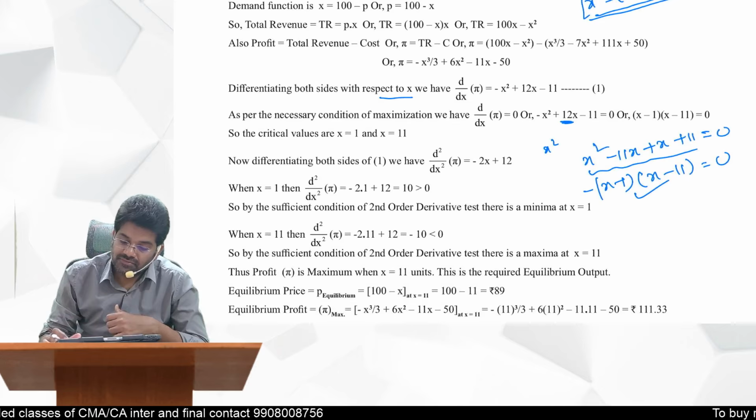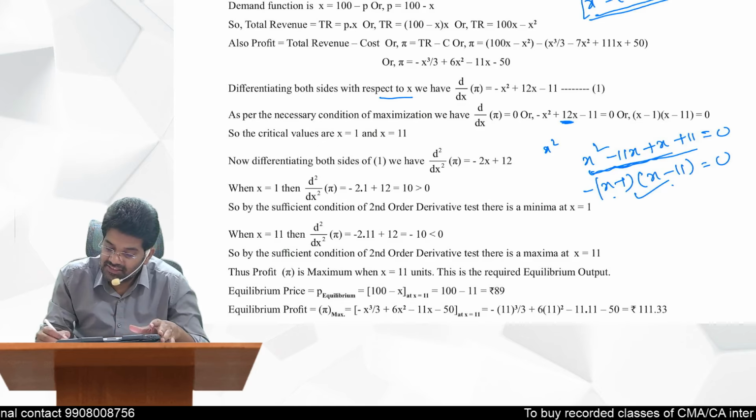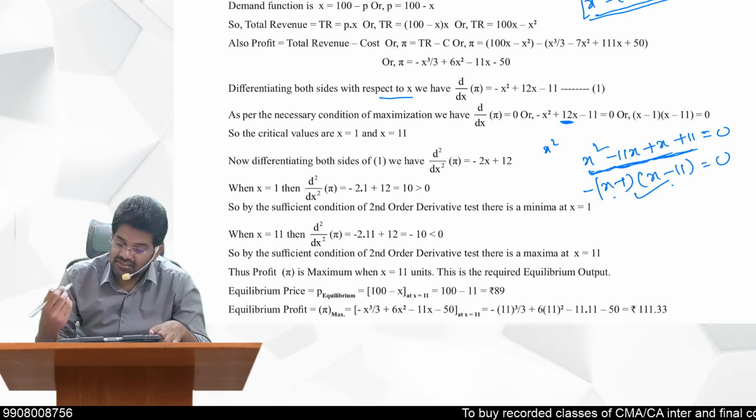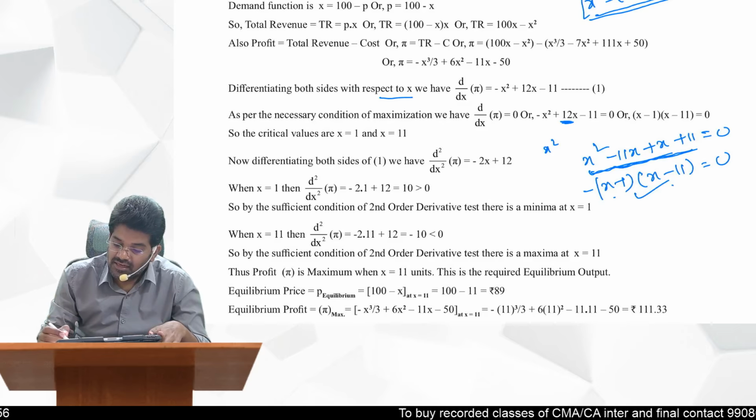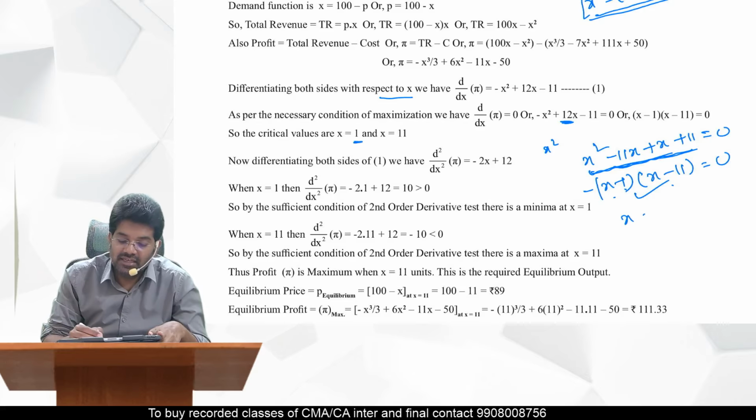This can be written as x minus 1 into x minus 11. You can multiply now, you will get the same thing, right? So x minus 1 or x minus 11 is equal to 0. So x is equal to two values we will get. One is 1, other one is 11. x is 1, x is equal to 11.